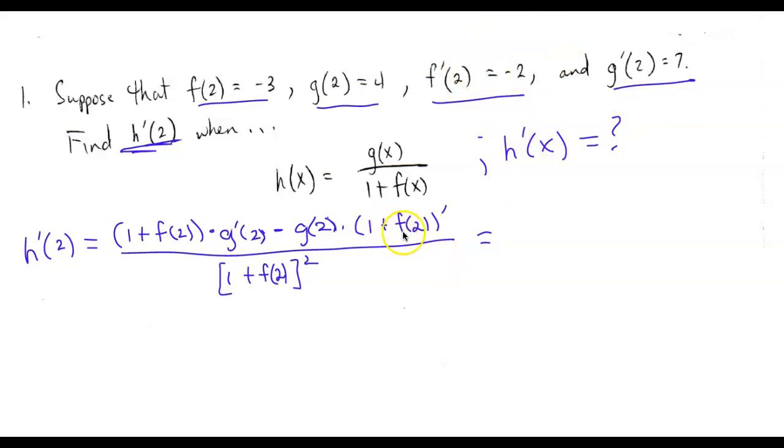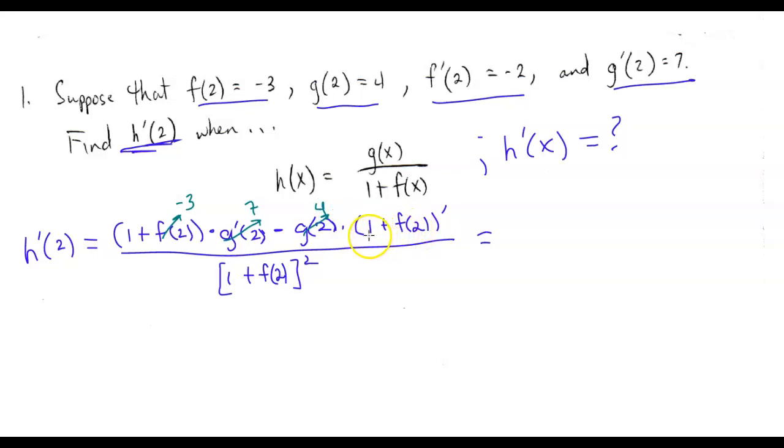All right. So now that we have all the 2's filled in, we can essentially just go in and plug in everything that we need to now. So let's go ahead and do that. So if we look here, we have 1 plus, and then f of 2 is -3, according to what we're told here. G prime of 2 is 7, because that's what we're told here. G of 2 is 4.